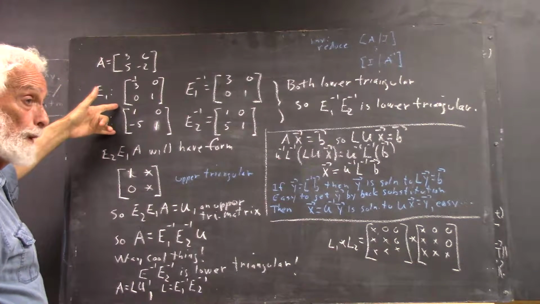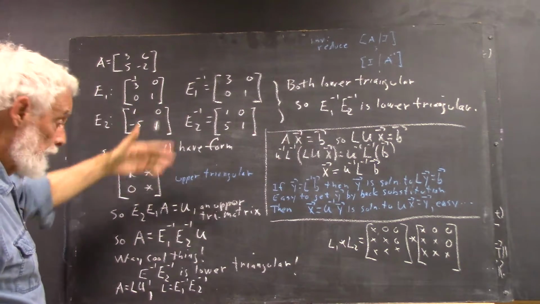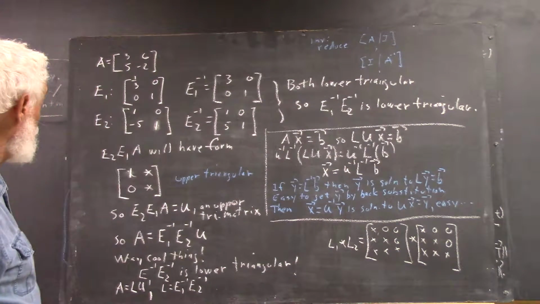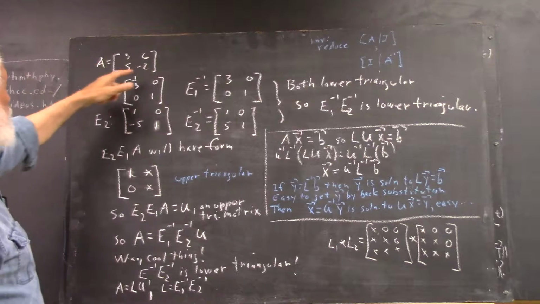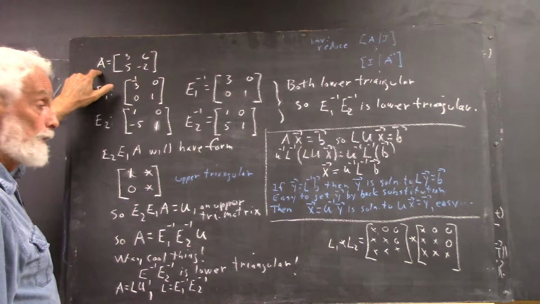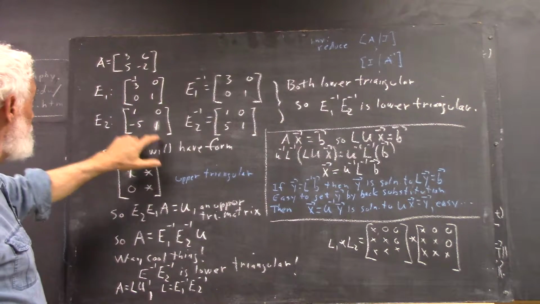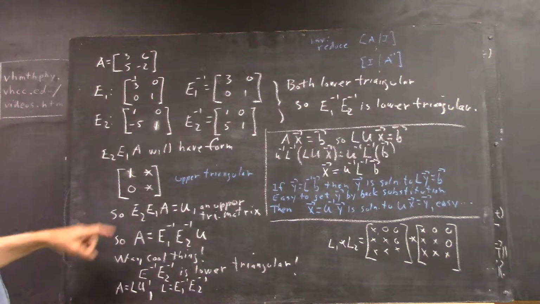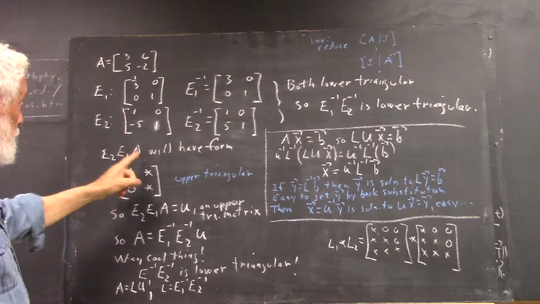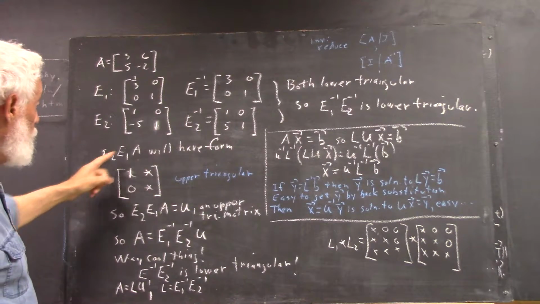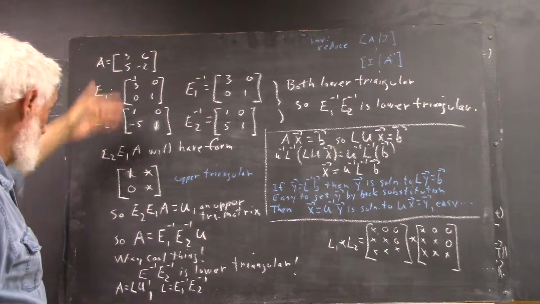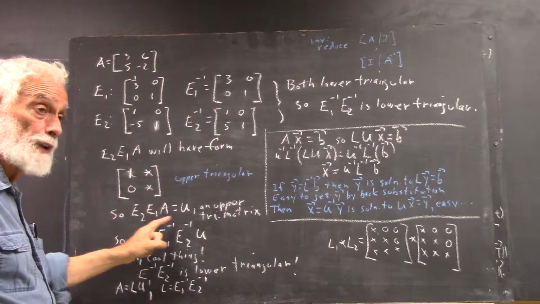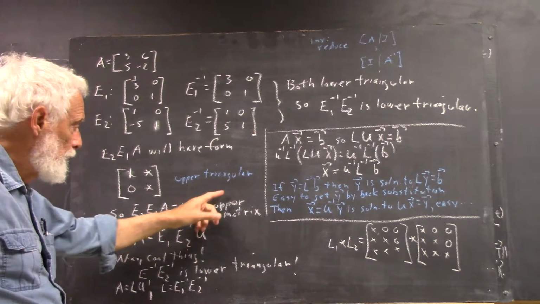Then if we multiply it by E2, that's going to have just the effect of adding -5 times the first row to the second. We've seen that, you can check it out. So we start with this matrix, put this matrix on its left and do the multiplication. Then we put this matrix on the left and do that multiplication to the matrix that we got. That's the same as starting with A, multiplying by E1, and multiplying that result by E2. That will get you to this form. You should verify it. So we can say that E2 times E1 times A equals U, where U is an upper triangular matrix.